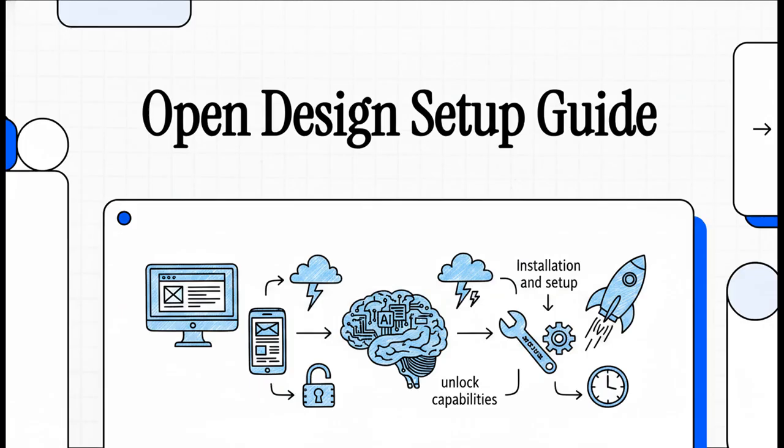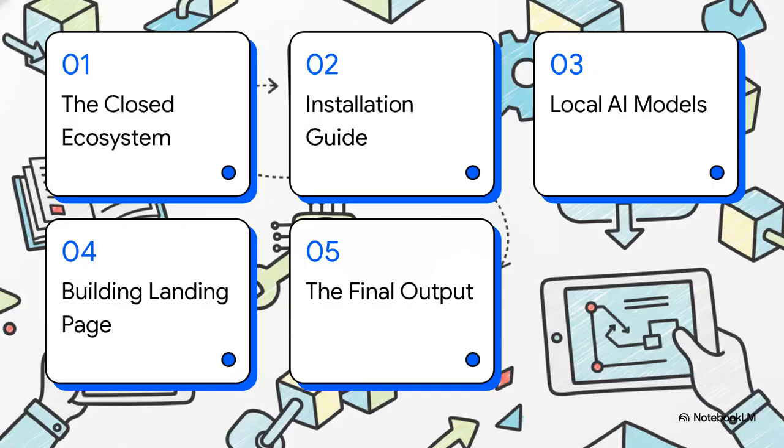We're going to look at exactly how to install, set up, and just completely unleash this powerful, free, local AI design alternative right on your own machine. Here is our roadmap for today. 1. The closed ecosystem problem. 2. A step-by-step installation guide. 3. Integrating local AI models. 4. Building the landing page. And 5. The final output.